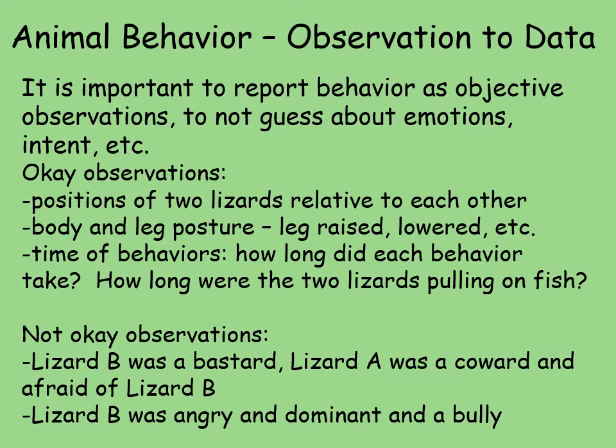So not okay observations would be: lizard B was a bastard, lizard A was a coward and afraid of lizard B, lizard B was angry and dominant and a bully. It's possible that these are true, but not everyone will agree on those assessments, and those are subjective assessments. So for that reason, we want to make sure our observations are objective. That if you gave 100 people the chance to observe the same video, they would come away and agree on these assessments of the behavior, these observations.